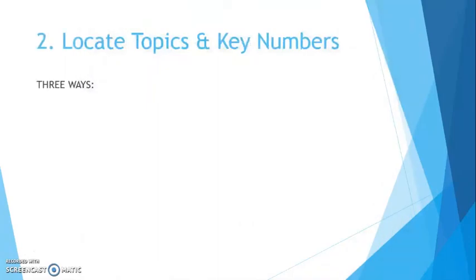Once you have decided which digest set to use, the next step is locating topics and key numbers relevant to your research issue. You can do this in one of 3 ways. The easiest way to find relevant key numbers is to use the headnotes in a case that you already determined is relevant to your research. So an example might be that your supervisor has given you a case to get started. That case will have headnotes, and you can find the key numbers right from those headnotes. This is called the one good case method.